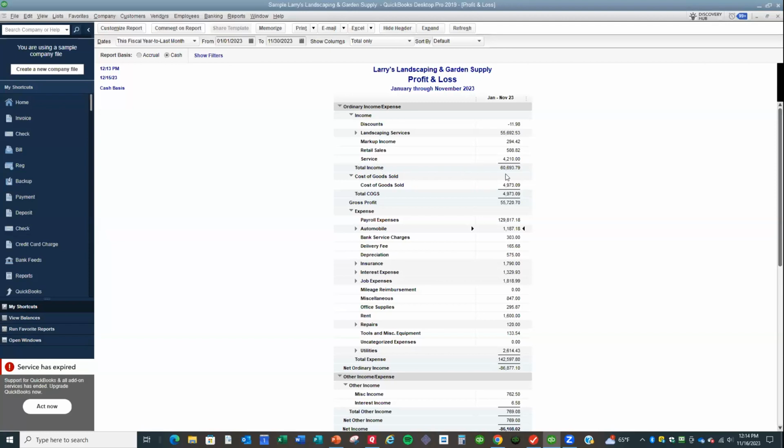Chuck, there's a question. Are these the formats set up in QuickBooks as far as what P&L is shown and not shown, or does this have to be set up by the business? Nope, this is canned. This is the way it comes right out of the box. There's a few things you can do to it, and we'll get into that when we talk about customization. But this is a standard profit and loss.